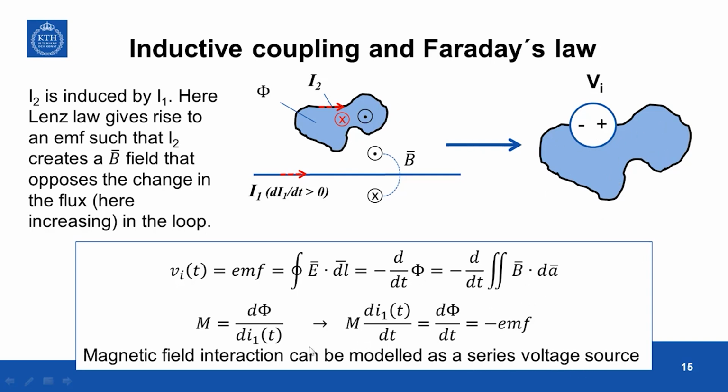So all these things we have seen. We can connect this Faraday's law to this circuit parameter M. M is nothing but d phi by d I1 in this current. Then that is equal to d phi by dt, or EMF. So the magnetic field interaction can be modeled as a series voltage source. This follows from chapter 2.